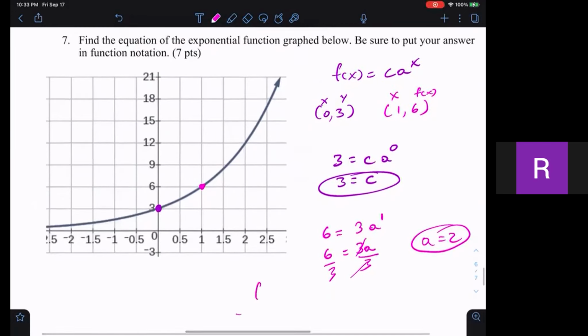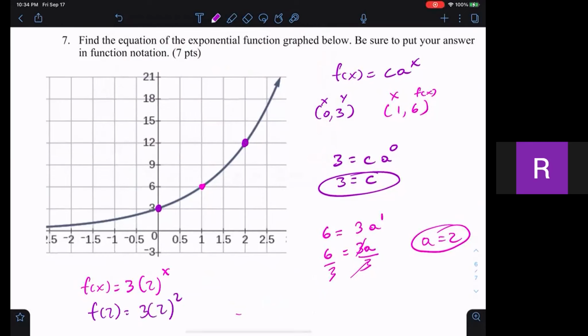Now I can write it. So f of x equals c, which is 3, and then 2 to the x, right? Now, if you want to check, let's check another point that we didn't use to see if this function works. You can use 2. So f of 2 should be equal to 12. 3 times 2 to the 2, which is 4, that's going to be 12. So this works, right? So this is the function, this one right here. This is the answer. This is what they want you to write.